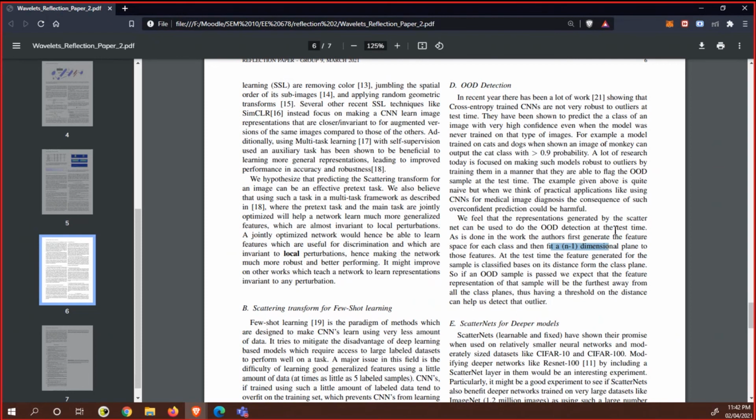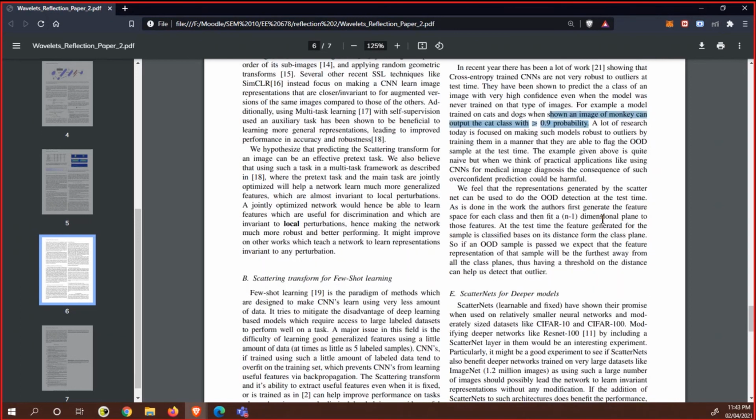And if we get a sample which is basically far away from all of these planes, which are our in-class planes, then with an appropriate threshold on the distance between the feature vector of that sample and the plane, we can decide if the sample is out of distribution or not. So this sounds very trivial for this particular case that we have spoken about, but when we go to the medical domain, having such overconfident predictions can be really harmful.